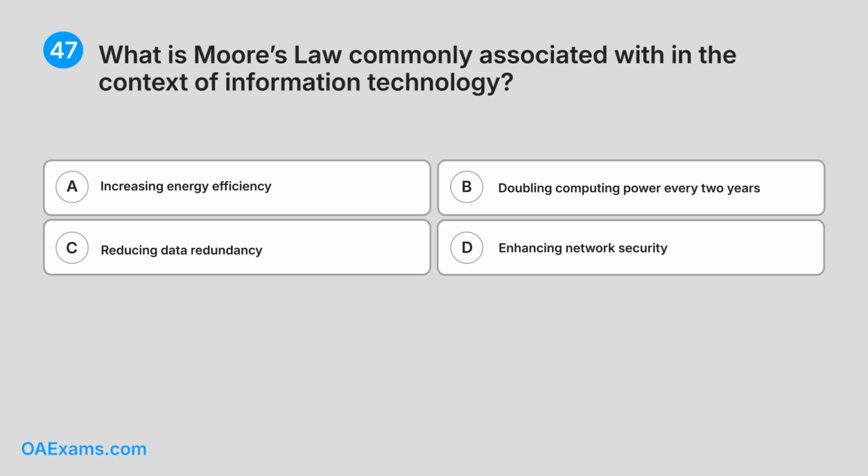47. What is Moore's law commonly associated with in the context of information technology? A. Increasing energy efficiency. B. Doubling computing power every 2 years. C. Reducing data redundancy. D. Enhancing network security. Do you know the answer?